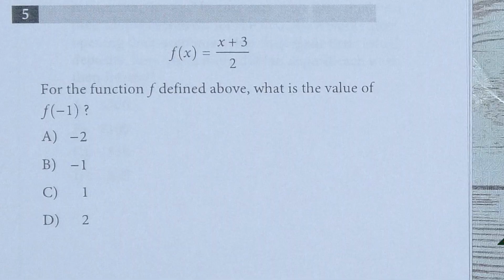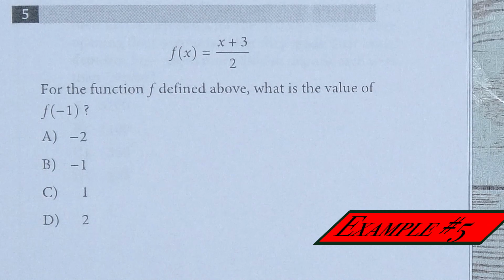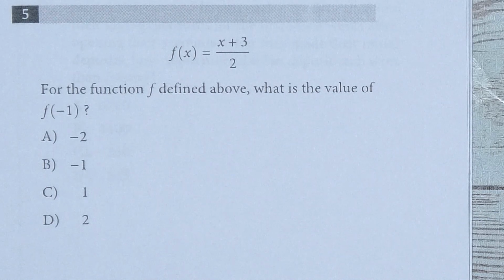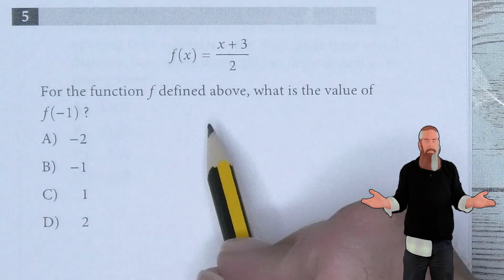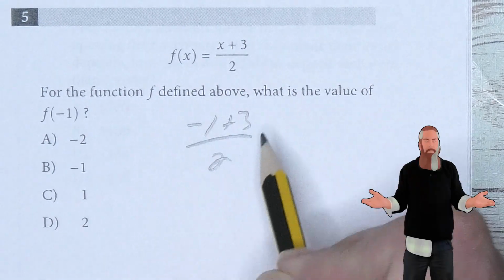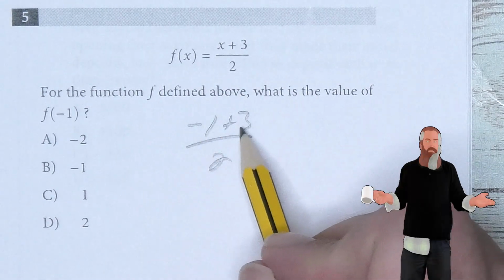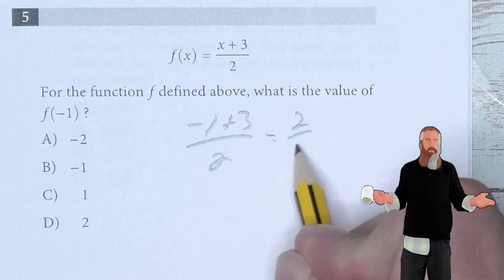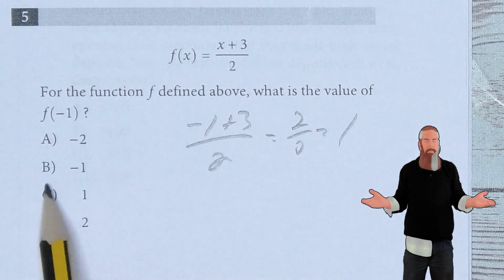C is the answer. For the function f defined above, what is the value of f of negative 1? In this case, all we have to do is substitute a negative 1 in place of x and go ahead and solve it. Negative 1 plus 3 would give us a 2 over 2, which is 1, meaning C is the answer.